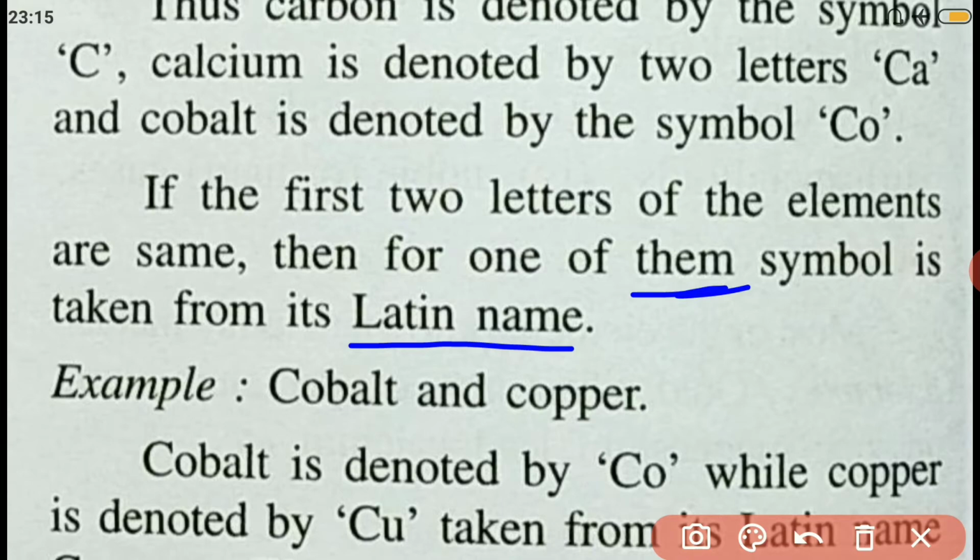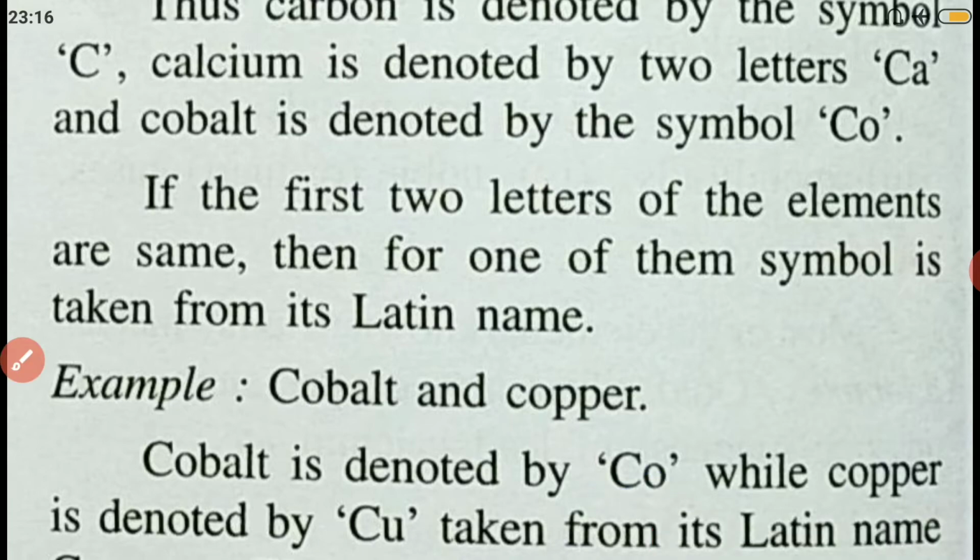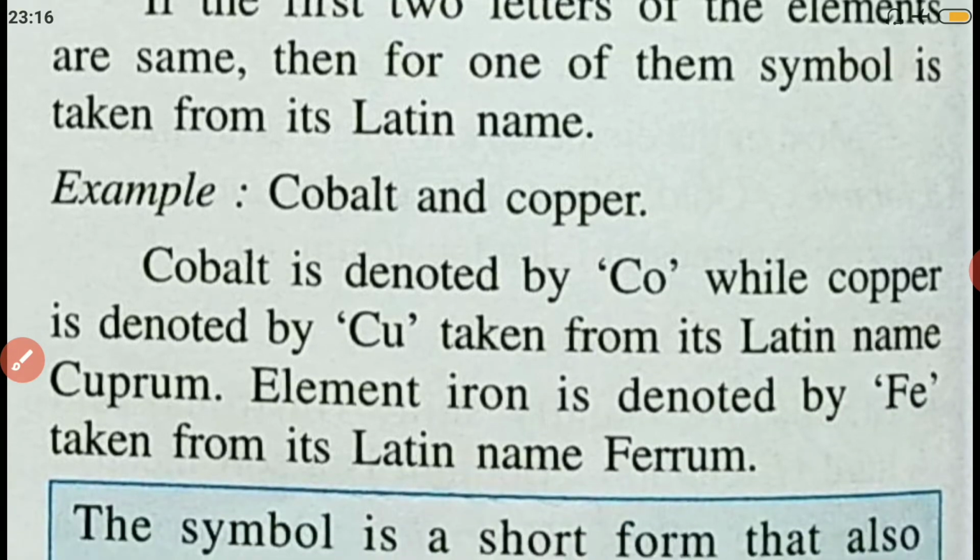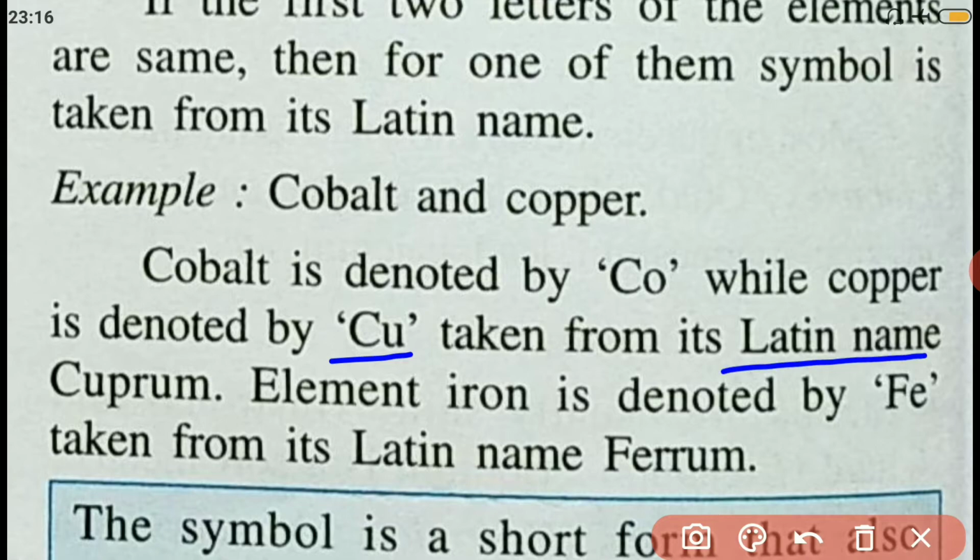For example, cobalt and copper. Both of these, cobalt and copper, have C and O as the first and the second alphabets. Now cobalt is already denoted by Co, capital C and small o, while copper should be denoted by other alphabets. Here we are using Cu because Cu is taken from the Latin name, cuprum. Element iron is denoted by Fe, which is taken from the Latin name ferrum.